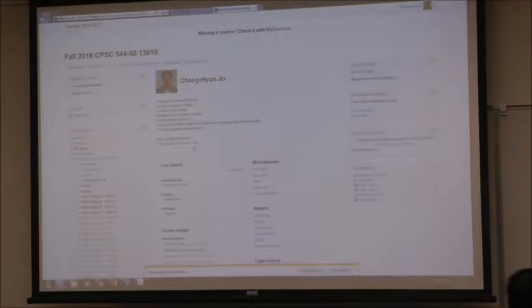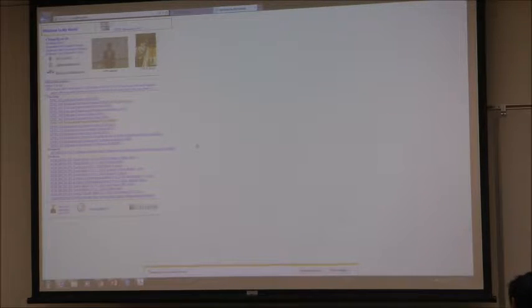But this website is a public website, and here I post my current office hours throughout the semester and throughout the year. So when you forget my office hours, you can check them here, and then check my email address. This email address is a public email address, and you're going to use cjo@fullerton.edu rather than this one.